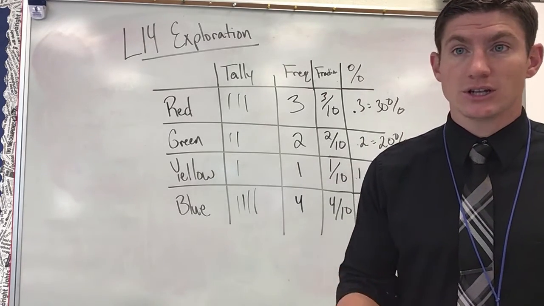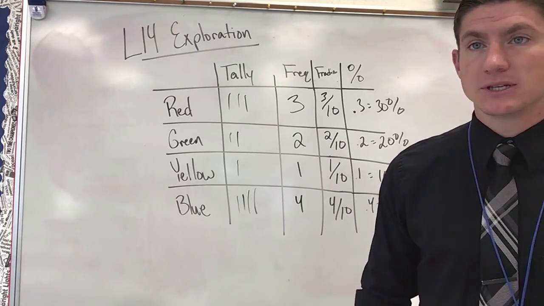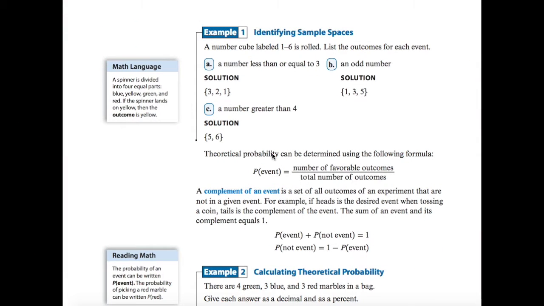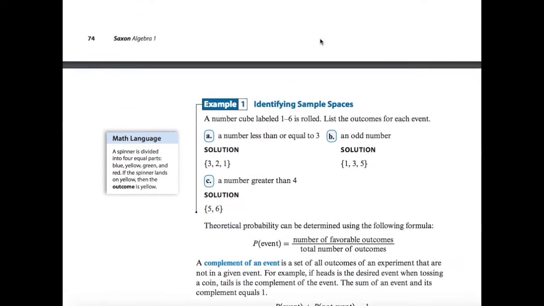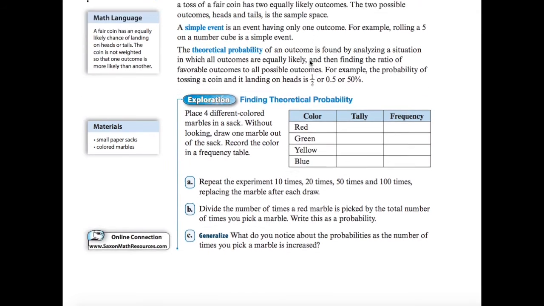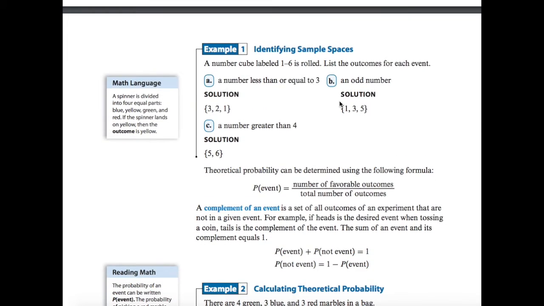That's our exploration. That'll help us get into the example problems today so we can apply how to do this and how to calculate this given the problems that you're going to see. In the example problems for lesson 14, we have the first one offering us the opportunity to identify sample space. Remember from our definition, sample space is the set of all possible outcomes for an event. So it's going to give you a scenario, and you have to identify what are those outcomes for that given scenario. In letter A, it says a number less than or equal to 3.